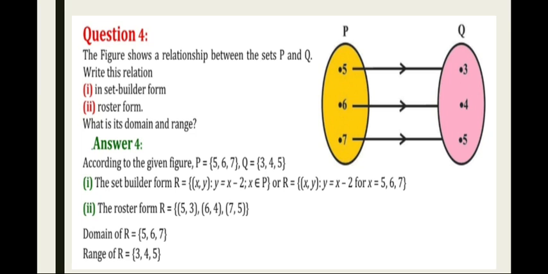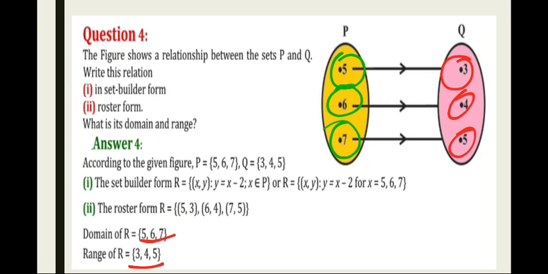Now, the domain of this relation will be 5, 6, 7. Now, the codomain, sorry, the range of this relation will be 3, 4, 5. The collection of 3, 4, 5 will be the range set and the collection of 5, 6, 7 will be the domain set.